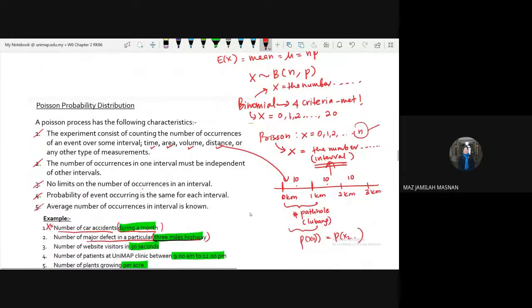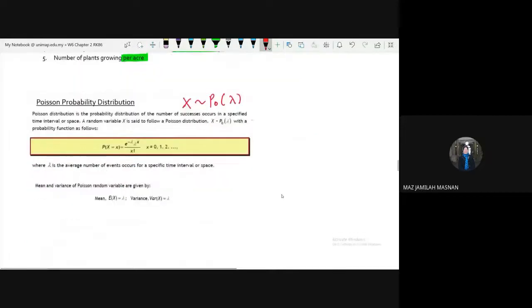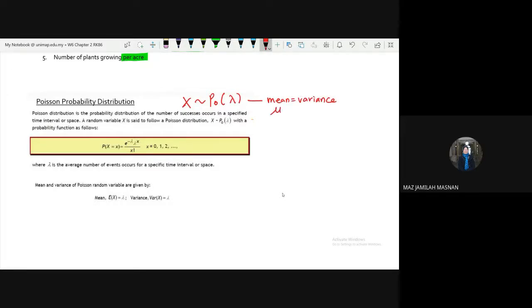What about lambda? Lambda is the easiest one. The mean is equal to the variance, that is sigma squared. Since the parameter is lambda, the mean is lambda, and the variance is also lambda. It's just that the standard deviation would be the square root of lambda.